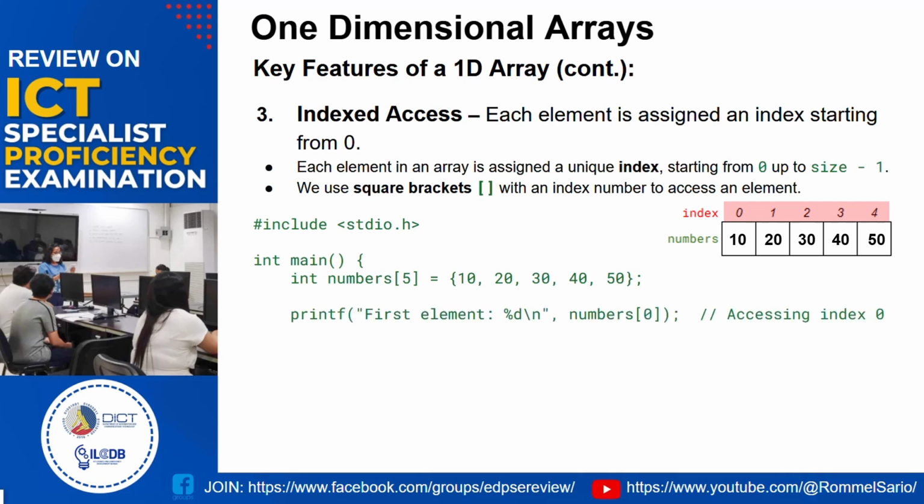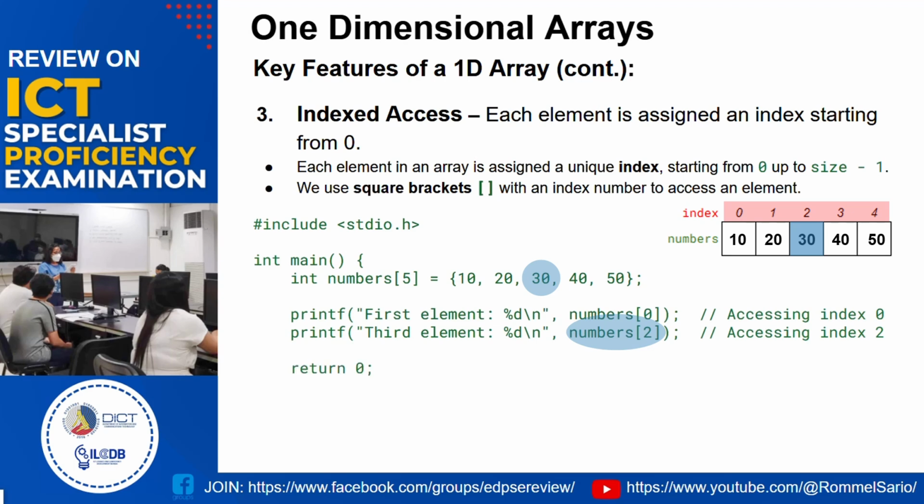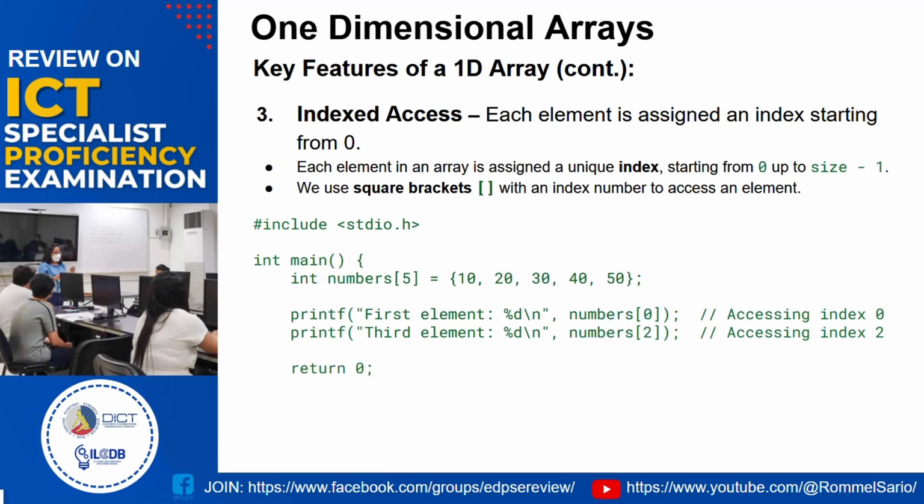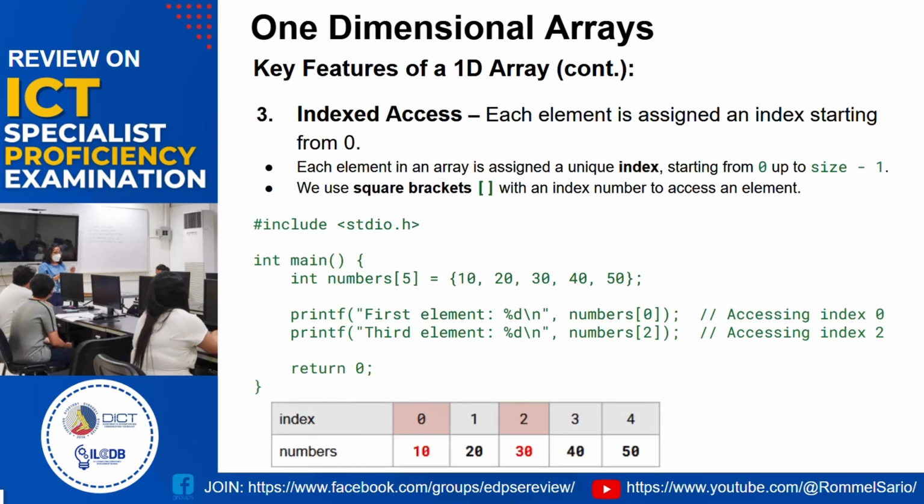This line prints the first element of the array. Index 0 refers to the first element, which is 10, because arrays in C use zero-based indexing. This line prints the third element of the array. Index 2 refers to the third element, which is 30, since indexing starts from 0. The return 0 statement indicates that the program executed successfully. So the expected output would be the first element, which is 10, and then the third element, 30.